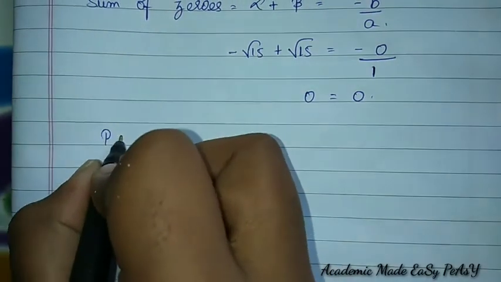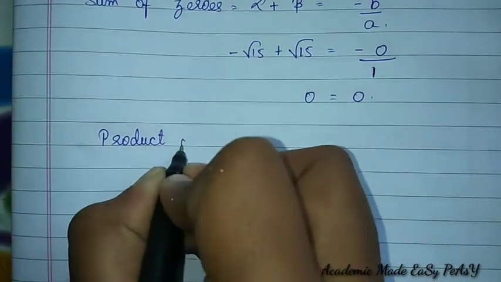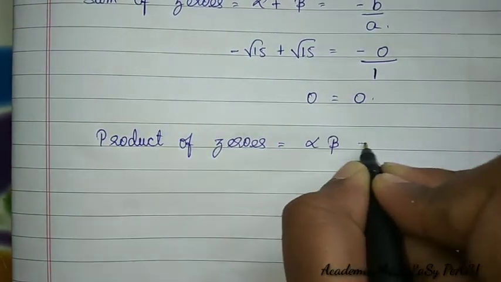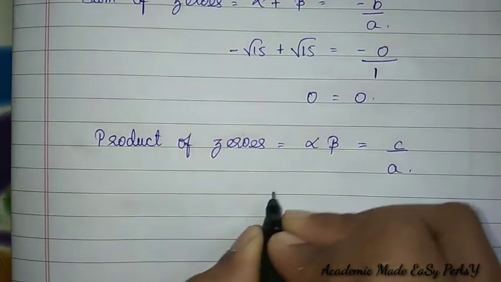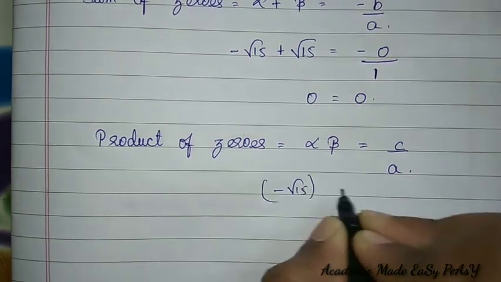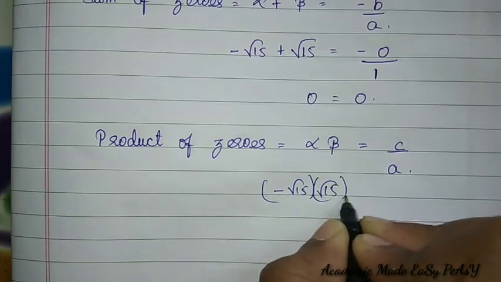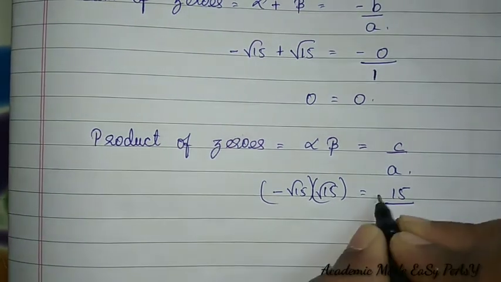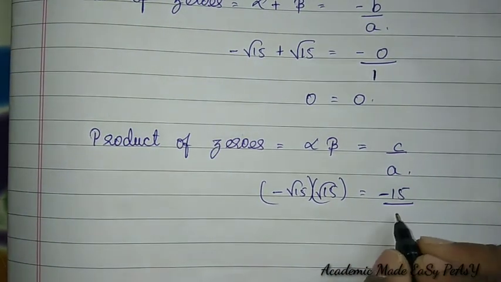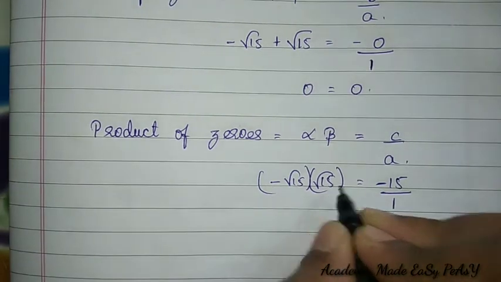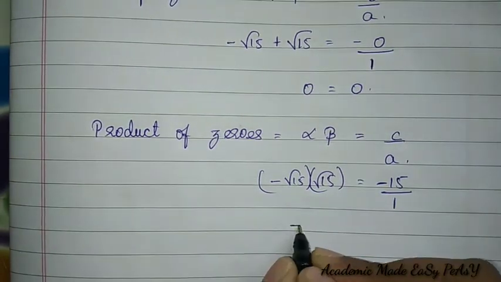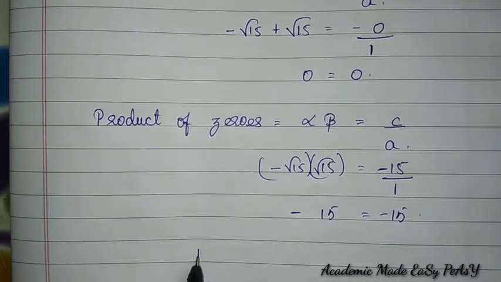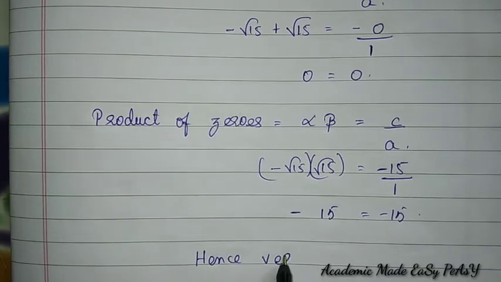Now product of zeros is equal to alpha into beta is equal to c by a. What is my alpha? Minus root 15 and my beta is plus root 15 is equal to what is my c? 15 divided by, minus 15 is my c and my a is 1. So root 15 into root 15 is 15, minus into plus is minus. So minus 15 is equal to minus 15. So LHS is equal to RHS. So hence verified.